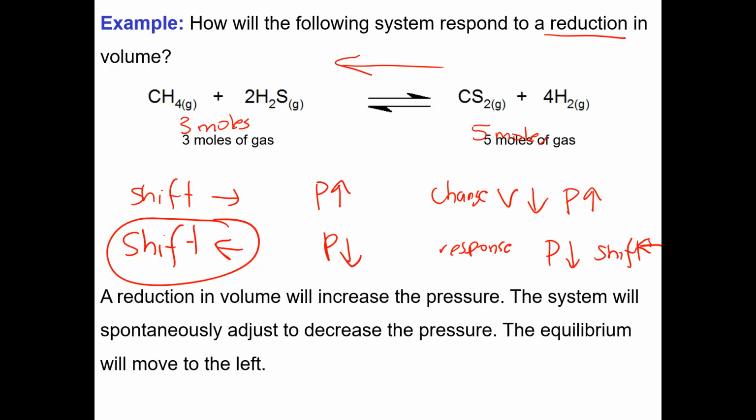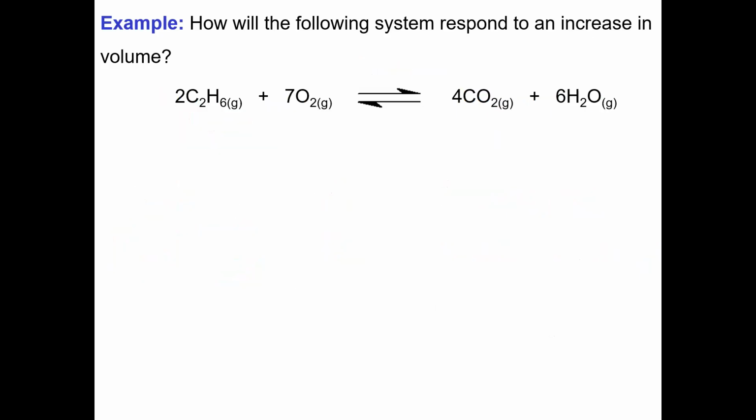So a reduction in volume will increase the pressure. The system will spontaneously adjust to decrease the pressure. The equilibrium will move to the left. Let's have a look at this one.